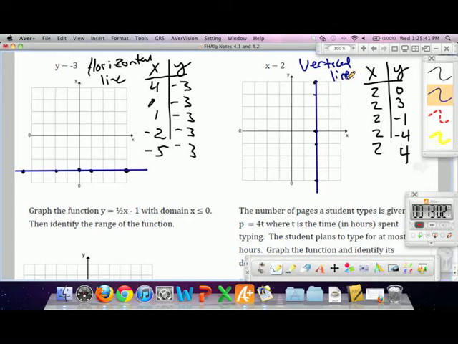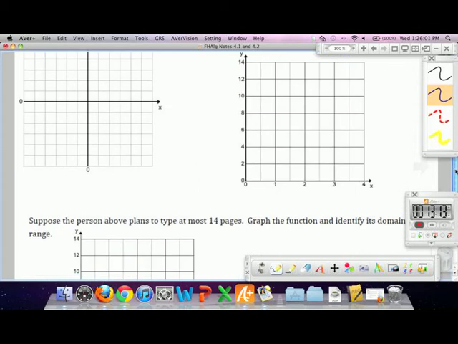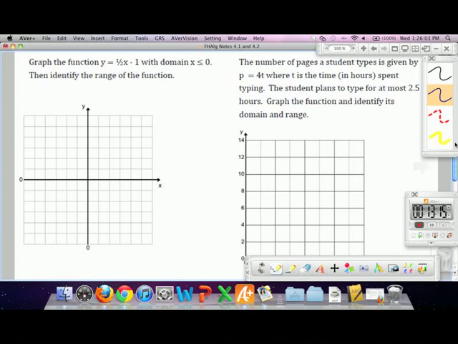We'll see how that affects the graph. And we'll quit after these two. Graph this function, y equals half of x minus 1. But I'm going to tell you what x's you're allowed to plug in. You're only allowed to have a domain, or x's, that are less than or equal to 0.